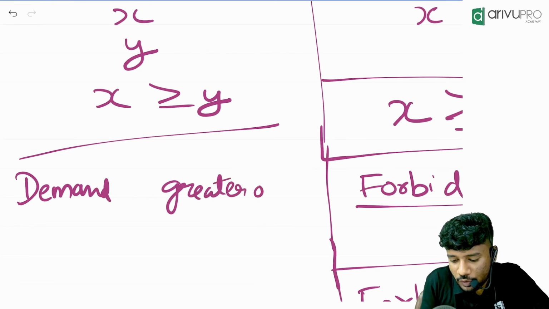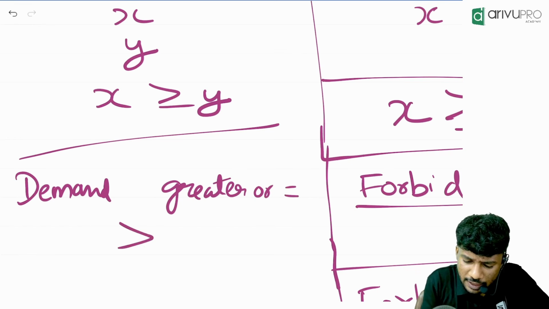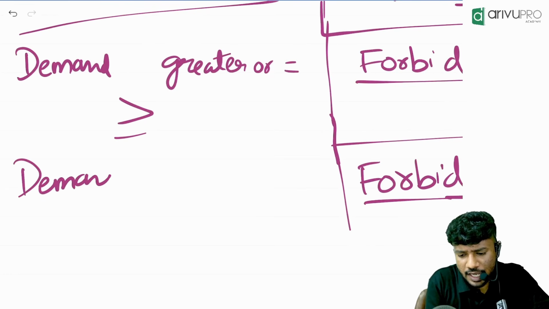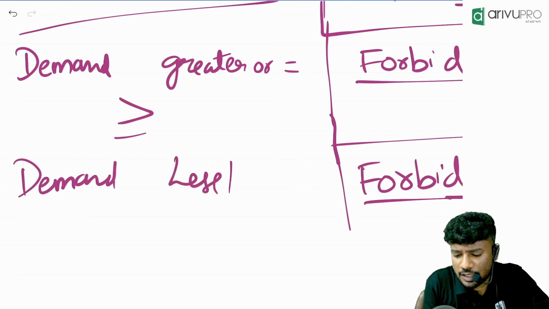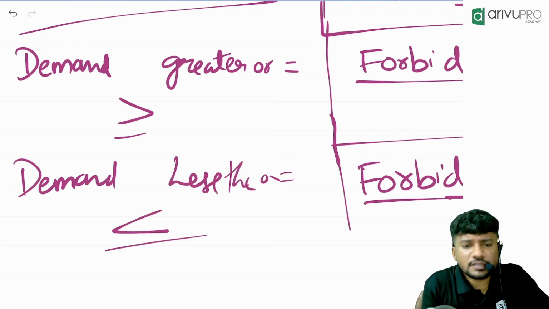Greater than or equal to. How will you write it down? You will write it as greater than or equal to. Then people, demand and less than or equal to. How will you write it down? You will write it as less than or equal to.